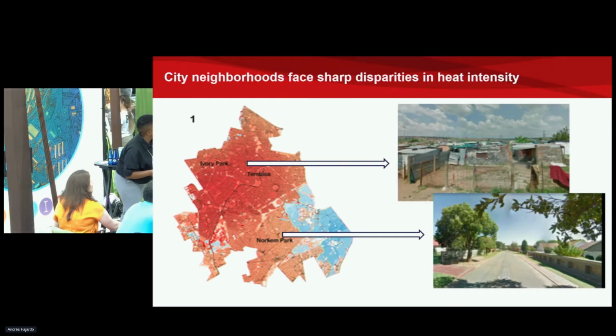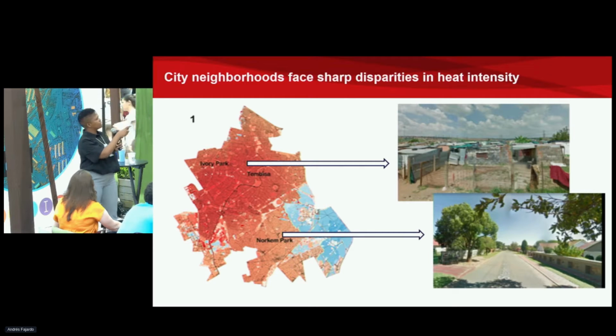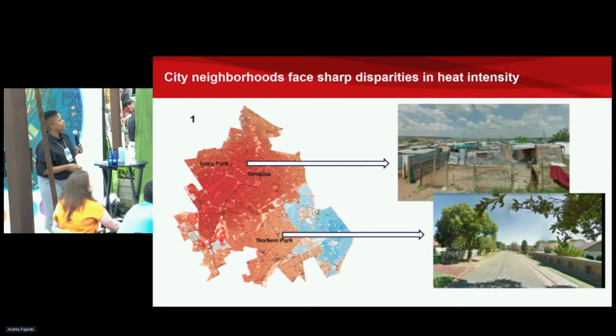My pointer is really not working. In the image on the top right, those would be an example of what an area like Ivory Park or Tembisa looks like, characterized by dense housing, no tree shading, and in other cases, you're finding that people are living in shacks.